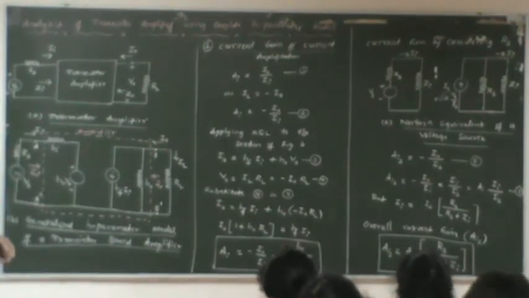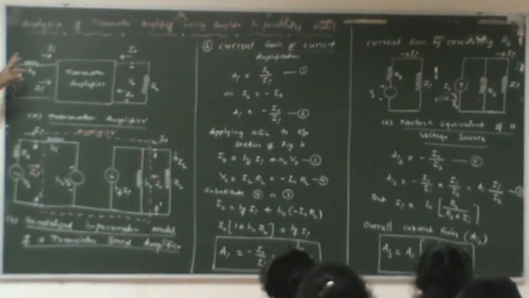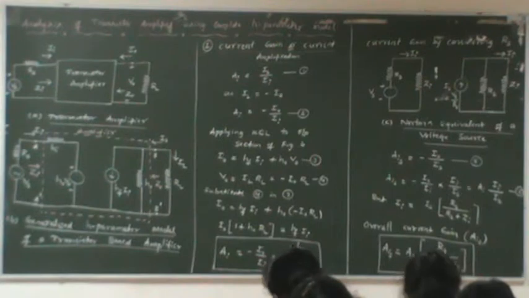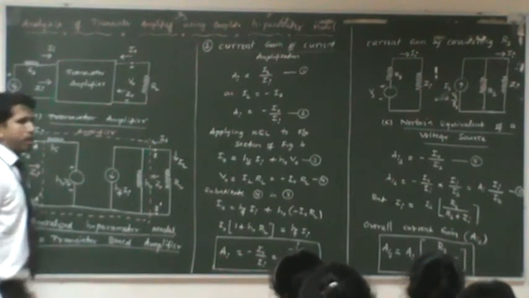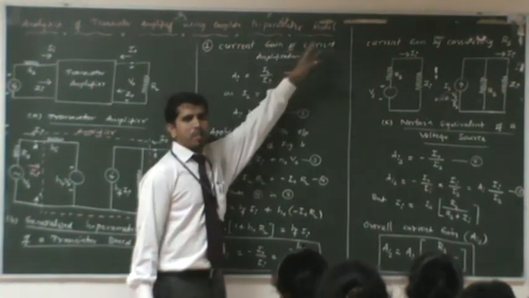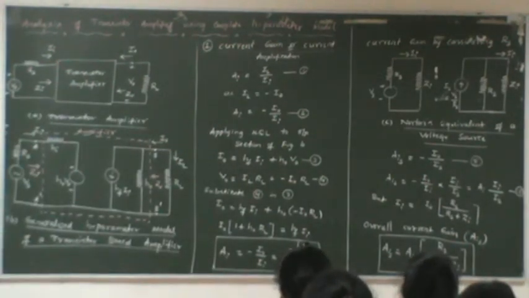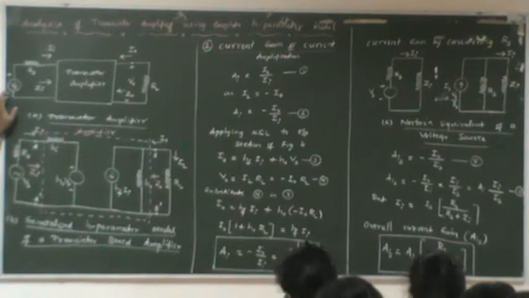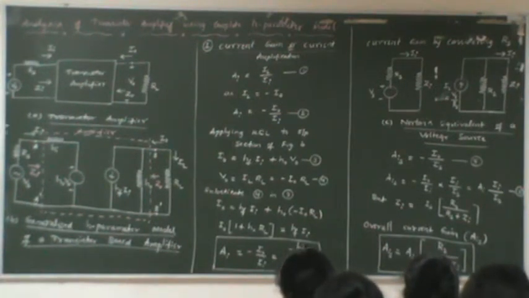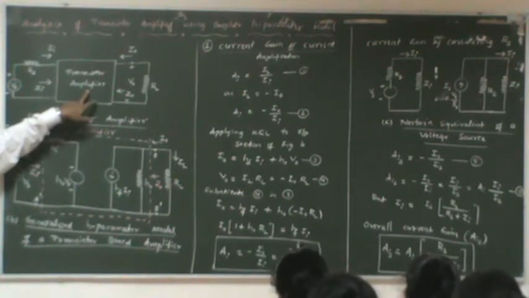Okay, so you can look at this. Right now we are doing analysis of the transistor amplifier using the hybrid parameter model. In the previous class, I covered the hybrid parameter model and how to determine h parameters graphically. We also gave definitions for each of the hybrid parameters. In today's class we will use hybrid parameters to analyze the circuit for the transistor amplifier.